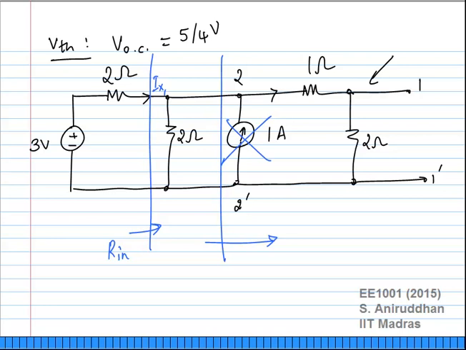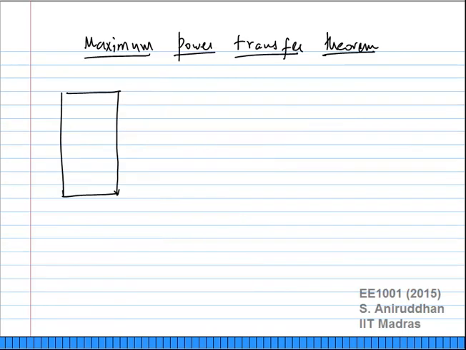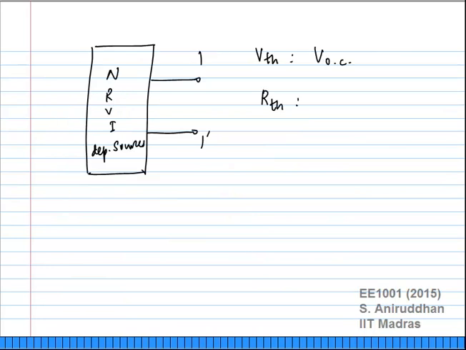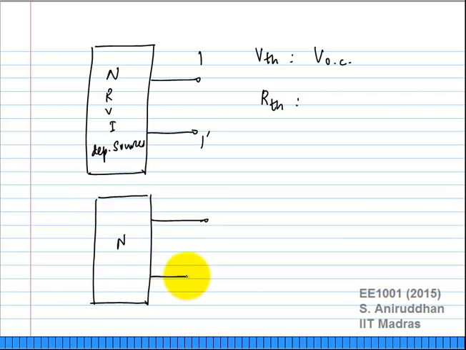Let's go back to the definition of RTH. RTH is defined as the resistance across terminals 1, 1 prime after nulling all the independent voltage and current sources. Okay, that is the definition of RTH. Now how would you use this definition to find out what RTH is for any arbitrary network? So you null this and what else do you do next?